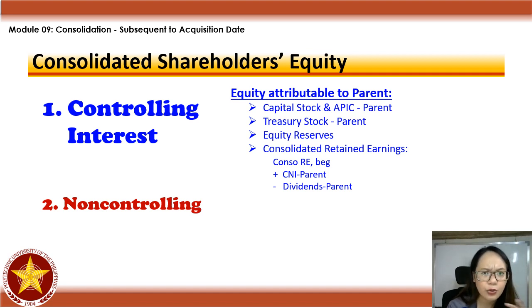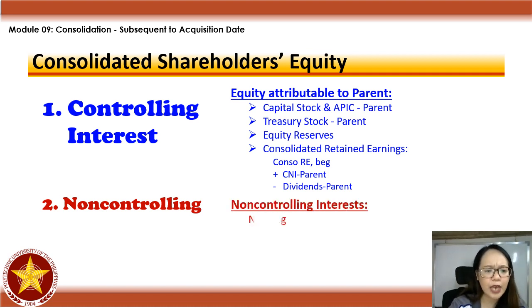Kasi si non-controlling interest, meron siyang sariling portion. It's separately presented within the shareholders' equity. So, paano siya kino-compute? Your NCI beginning, which is if this is your first year of consolidation, ito yung kinompute mong balance ng NCI mo, either at fair value or proportionate share. Plus your share of non-controlling interest in your consolidated net income minus the dividends received by the non-controlling interest.